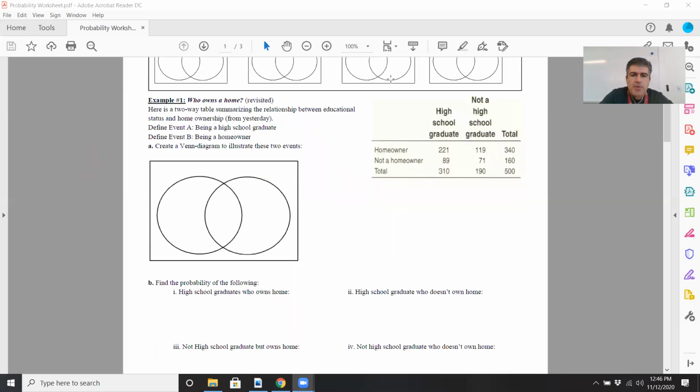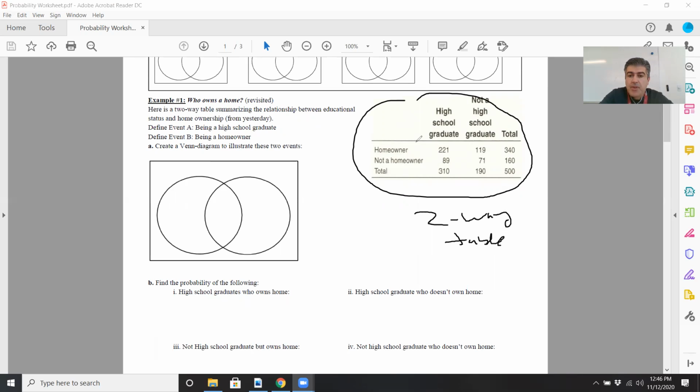So this right here is what we call a two-way table. It's a table that you can read two ways. You can look at homeowners versus not homeowners and high school grads versus not high school grads. And of course, there's an overlap. For example, there are homeowners who are not high school grads. There are high school grads who don't own a house. And we're looking at a total of 500 people.